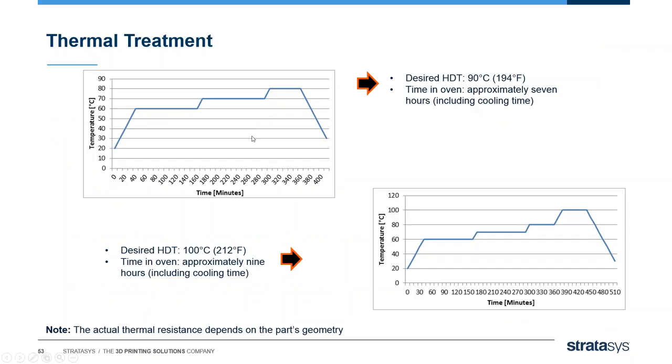We have two different curves. For thin wall parts, curve number one is more than okay and gives us a 90 degree HDT. For thicker wall, blocky, bigger parts, you can run the second curve with a longer time and a temperature increase up to 100 degrees C. This curve takes 1 or 2 hours longer, but if you do it overnight, the next morning the oven is cold and you can use your parts as expected.